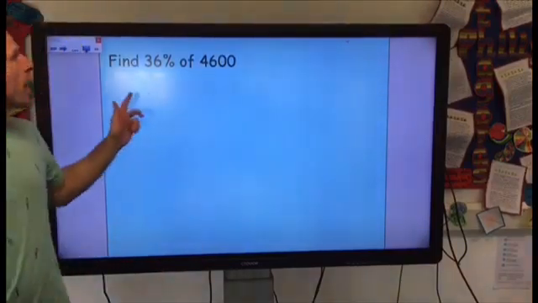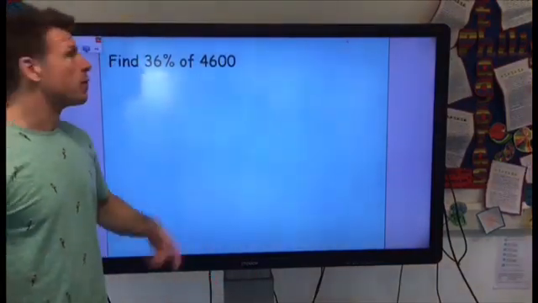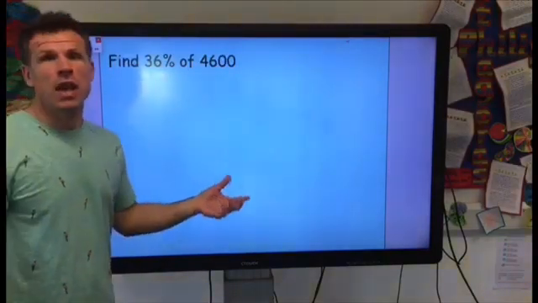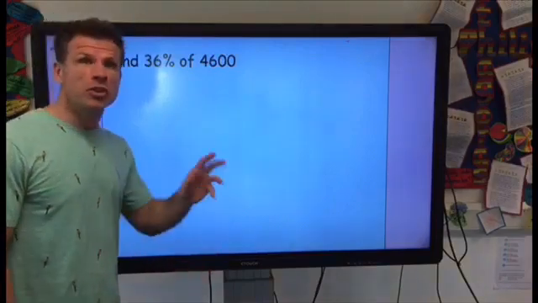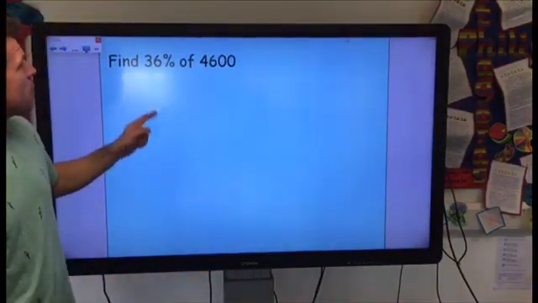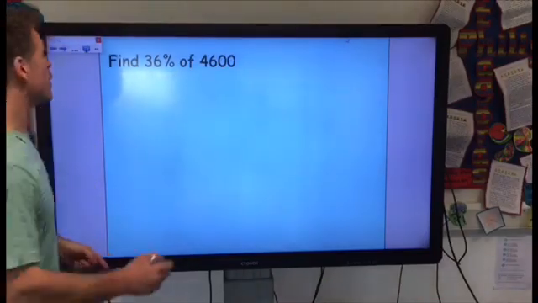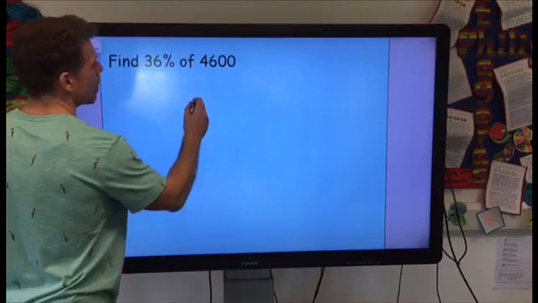Okay, so now we're going to find 36% of 4,600. As I said before, there's lots of different ways you can do this. You can find 1% times it by 36, 10% multiplied by 3 and add 6%, all sorts of different ways. But I'm just going to show you the way that I would do it. I'm going to find 25%, 10% and 1% and add it all together with a column addition, a little bit like I did before. So let's start off with 25%.